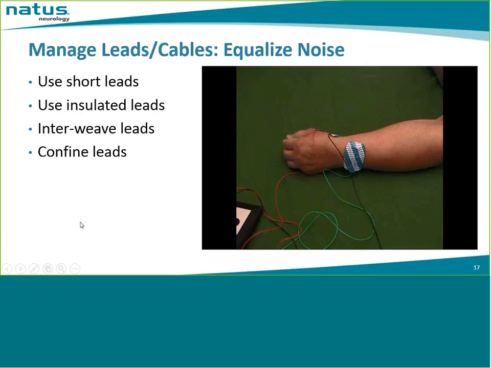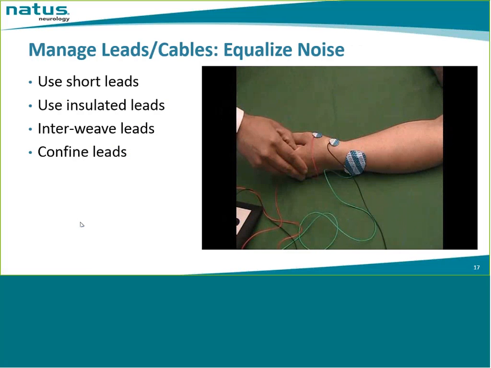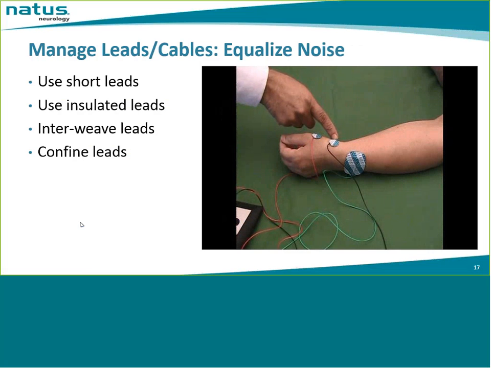Let us see how we can do this. Again, I am showing an example of a radial sensory nerve conduction study. Just as the power lines behave as antennas, our electrode leads also behave as antennas. So we want to make the leads as short as possible. And having insulated leads also helps.